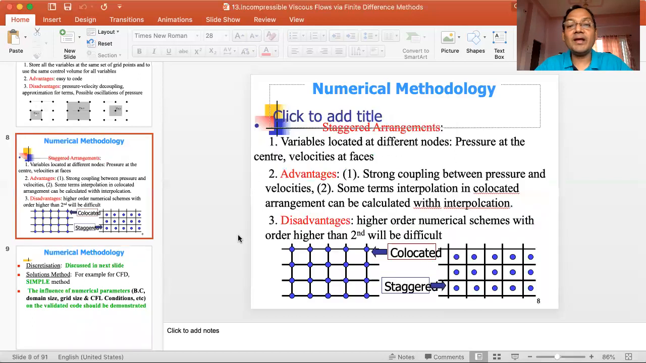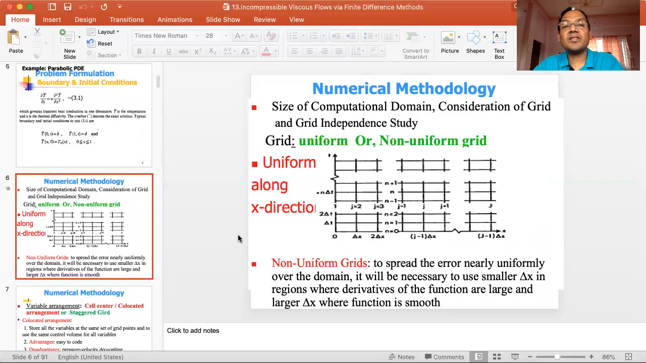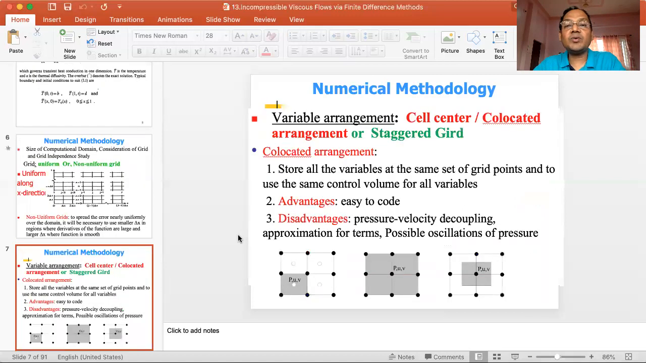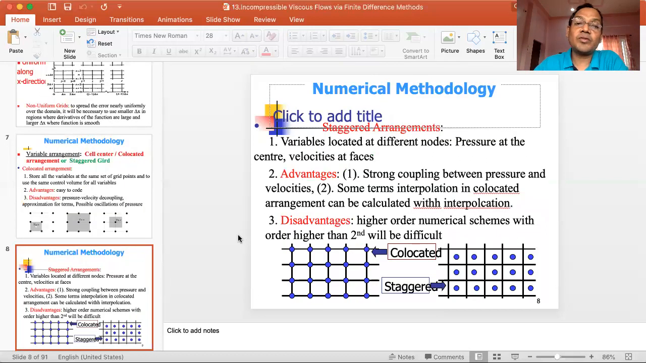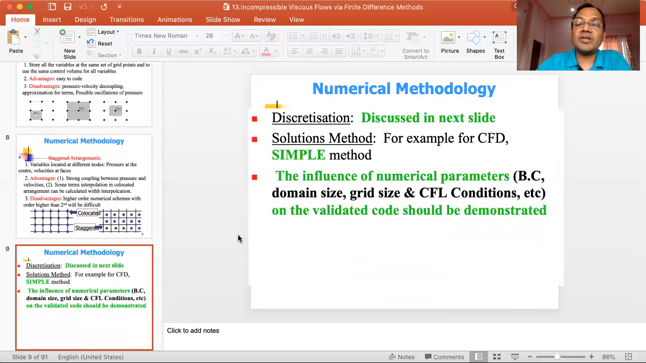So if I go back, first we have defined what I discussed. First, size of the computational domain, and then grid consideration. That can be uniform or can be non-uniform. Next you come for variable arrangement. Once it is done, you go for the discretization. That I shall discuss later. Once you discretize, it means you have converted the PDE to a system of algebraic equations. Then you have to take a solution methodology, and after getting the solution methodology, you will have the solution.